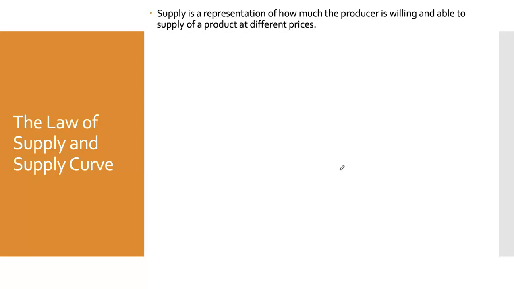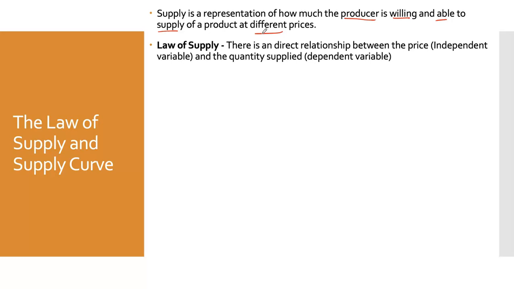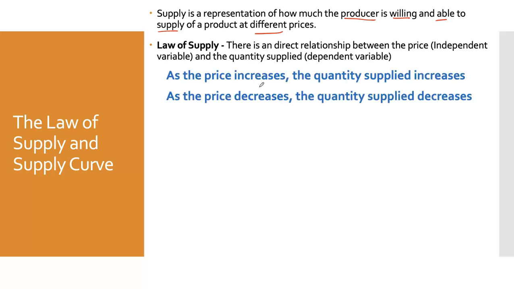When I talk about supply, we are talking about a representation of how much a producer or a seller is willing and able to supply at the different prices. So how much are they willing and able to supply of their product at different prices? And there is a law of supply, that there is a direct relationship between the price and quantity supplied. But to put it simply, as the price increases, the quantity supplied, the amount that producers are willing and able to supply, will increase. And as the price decreases, the quantity supplied will decrease.